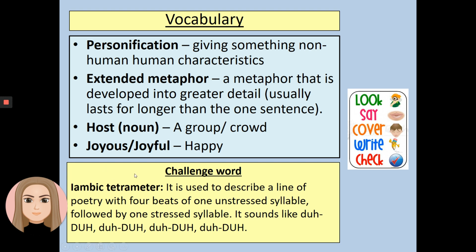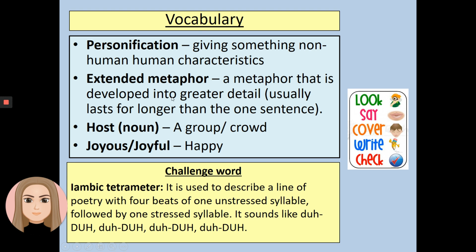A challenge word for anyone who wants to try it, but especially those four groups who usually do the challenges. Iambic tetrameter. You might have heard of iambic pentameter before when we were looking at Shakespeare, but iambic tetrameter is slightly different. It is used to describe a line of poetry with 4 beats of one unstressed syllable, followed by one stressed syllable. It sounds like da-da, da-da, da-da, da-da, okay? That is your challenge word.